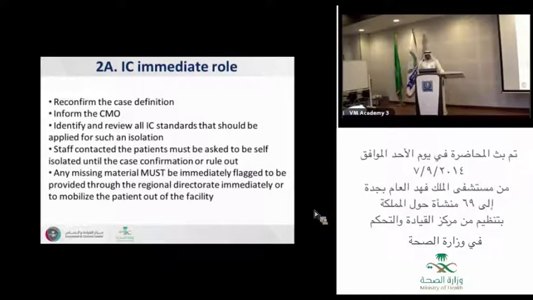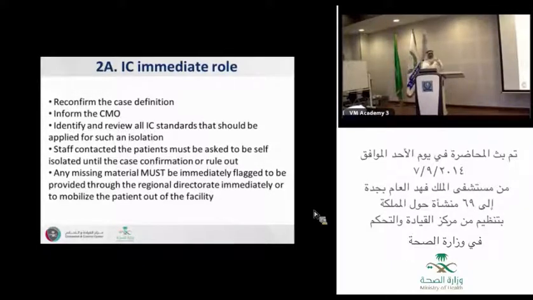Identify and review all infection control standards that should be applied for such an isolation. So the infection control team should immediately write down all the infection control standards and precautions that should be applied for that patient. Create an immediate checklist. Staff who contacted the patient must be kept self-isolated.